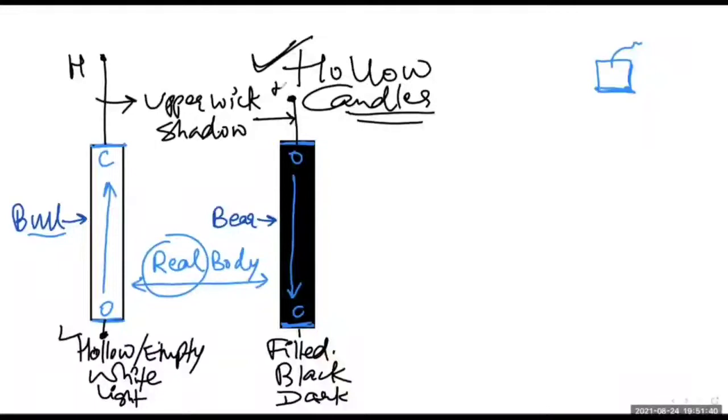This is the high and this is the low. This is called the lower wick, by the way. The lower wick or lower shadow.